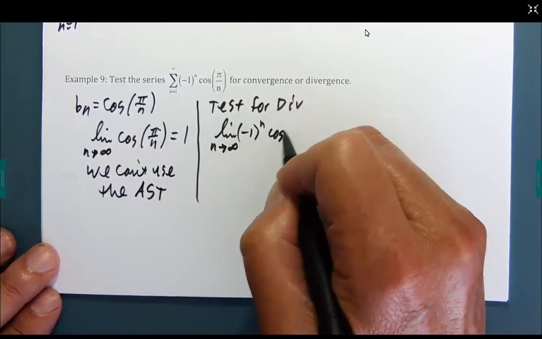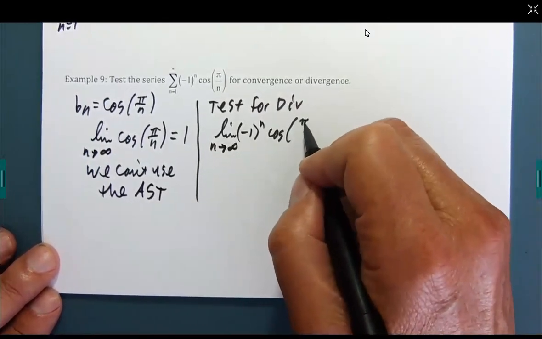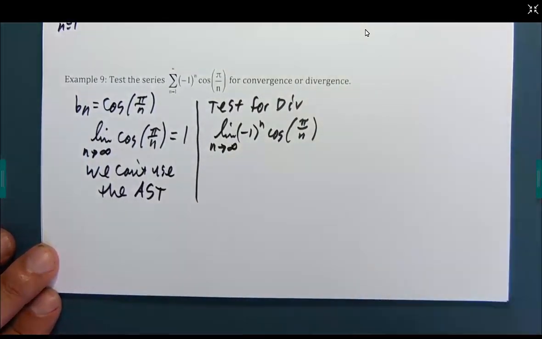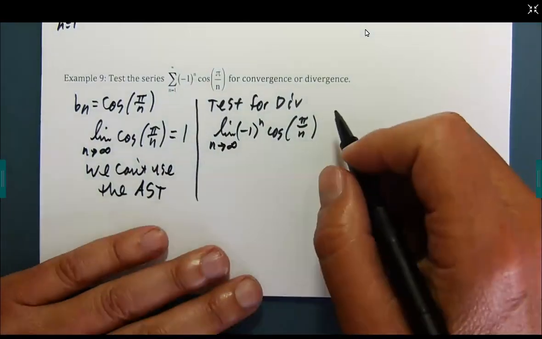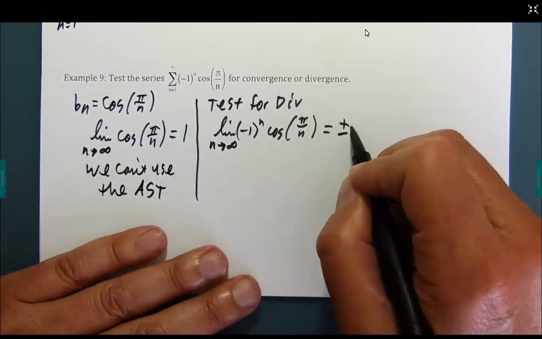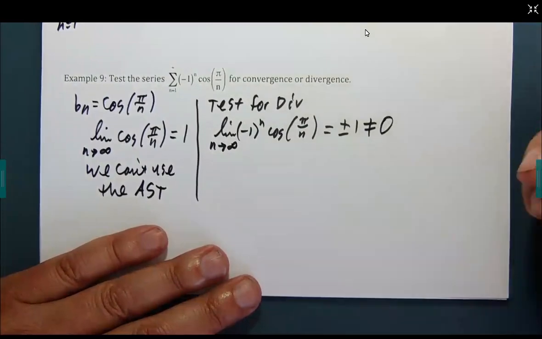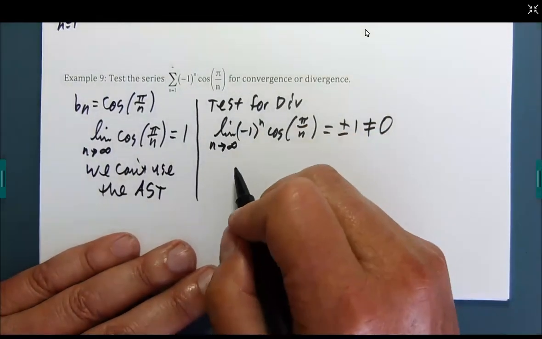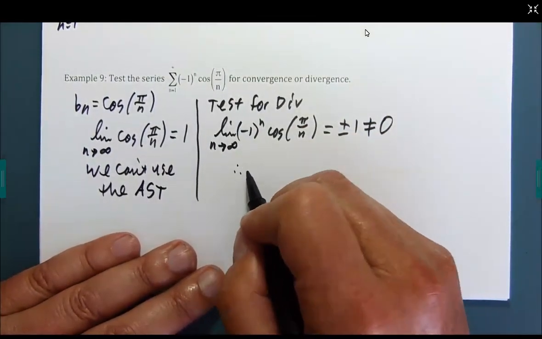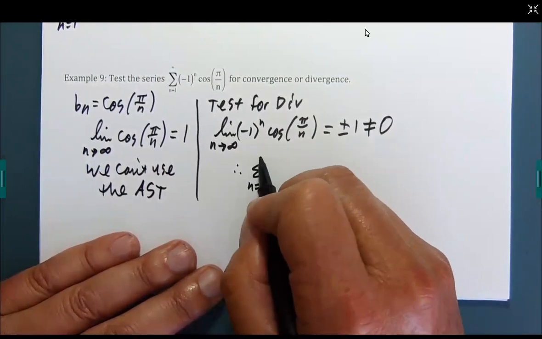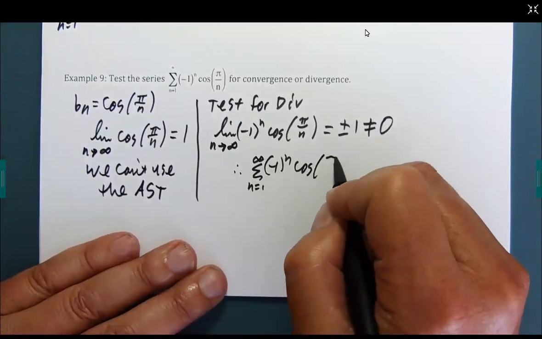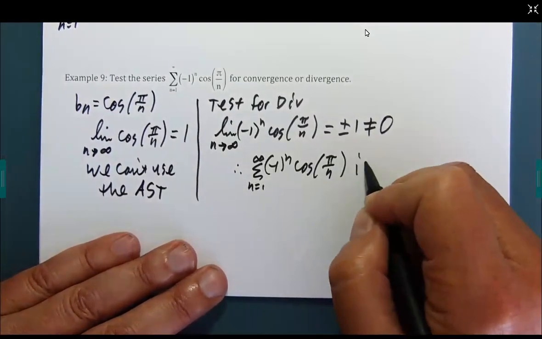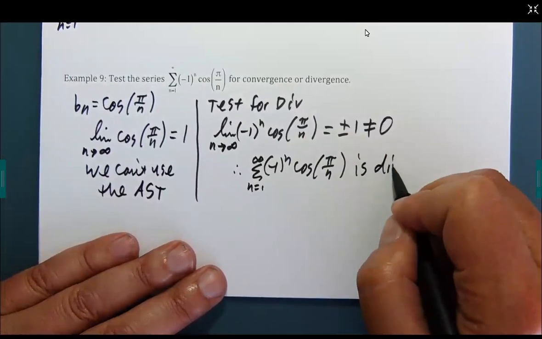You might be wondering at this point, can't we just know that it's going to do that? We have to run a separate test because the alternating series test does not test for divergence in it. It's not in the theorem at all. But this goes to plus or minus 1. That means it's not 0. Therefore, this series is divergent.